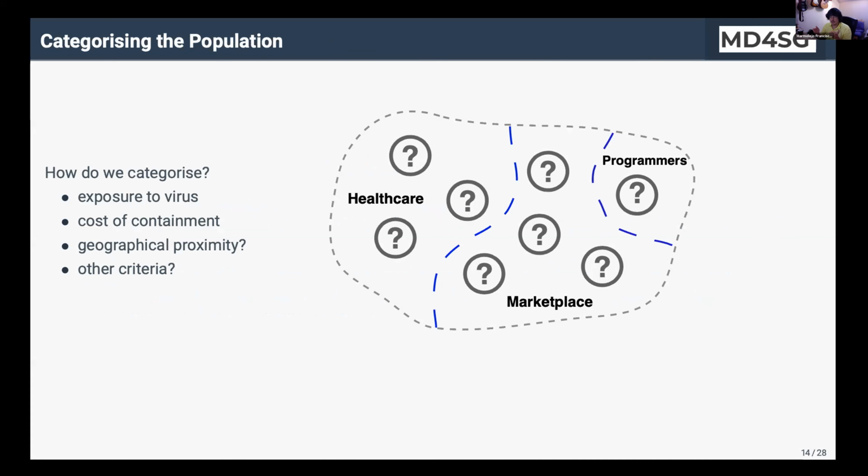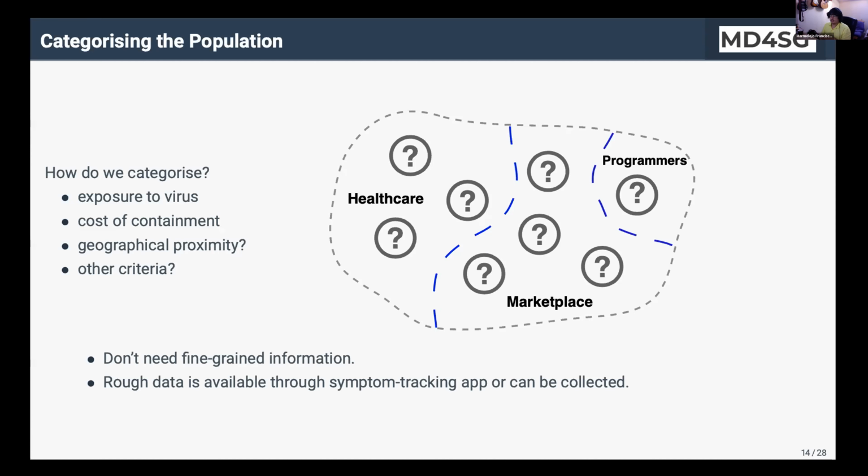For example, a daily wage laborer who needs to put food on the table might have a higher personal cost of containment than, say, a software engineer who can work from home. And again, these are parameters that we can include in the model. But we can also look at geographical proximity to problematic areas or multiple other criteria. And I want to emphasize that we don't need very fine-grained information. Even rough data is already good enough to start making some benefits in terms of testing strategies. And this can be collected through symptom tracking apps as well.